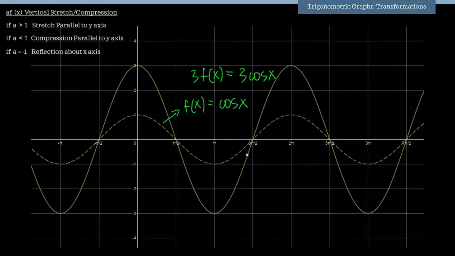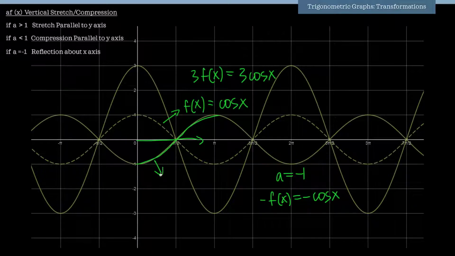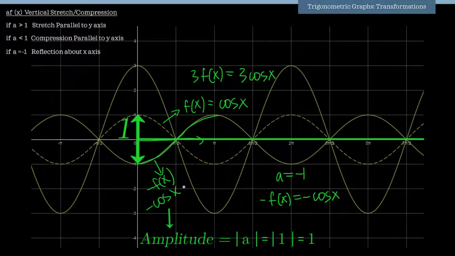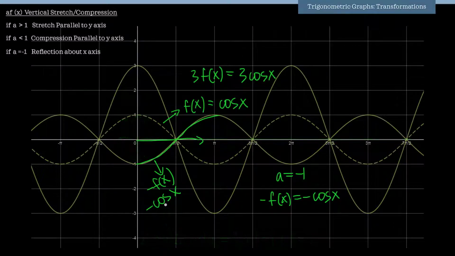Now let's look at what happens when a is minus 1. So the graph of minus f of x, which is minus cosine x here, is going to be the reflection of the graph of cosine x about the x-axis. This is my x-axis. So this graph, after getting reflected about the x-axis, is going to look like this. This is the graph of minus f of x, or minus cosine x. And the amplitude of this function minus cosine x is 1, because for the amplitude we take the positive value of the coefficient.